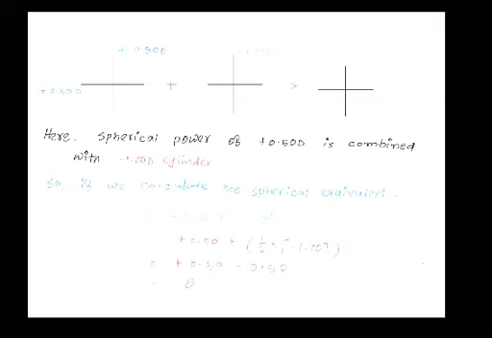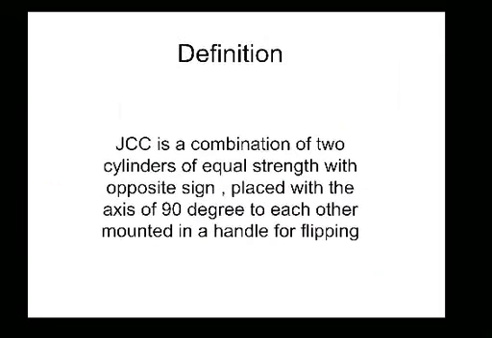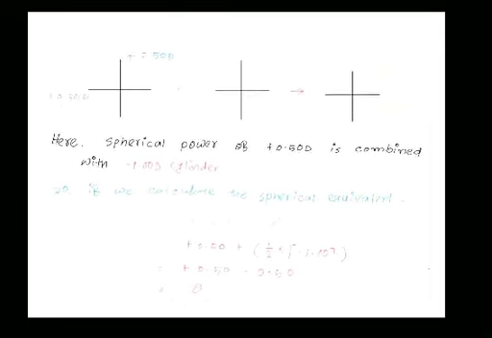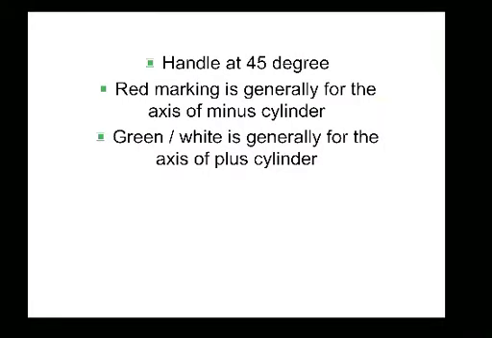So now let us understand the definition and how it is made with a simple example. Here we take a spherical power of plus 0.50 diopter, and as we mentioned, the cylinder power will be twice the spherical power, that means one diopter with opposite sign. So we use the cylinder with minus. And if we calculate the spherical equivalent, here it is 0. So again, quickly, the definition, how it is made, and the example.